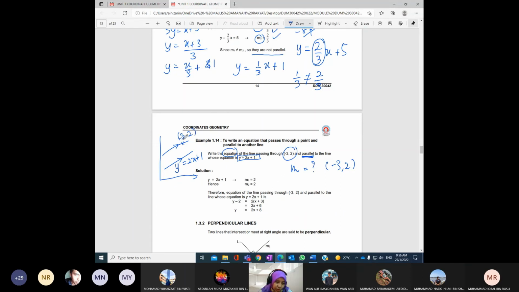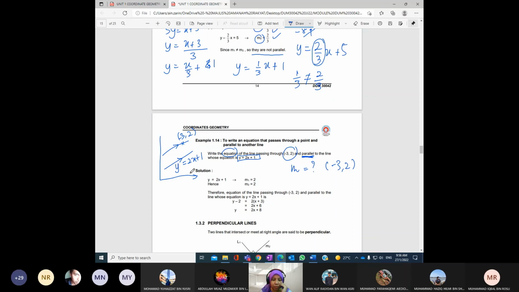Dia lalu dekat point -3, 2. So kita dapat 1 point. But do we have the gradient of that line? Do you have the gradient of that line? Ada tak? 2, madam. Ada. Macam ni you dapat 2.